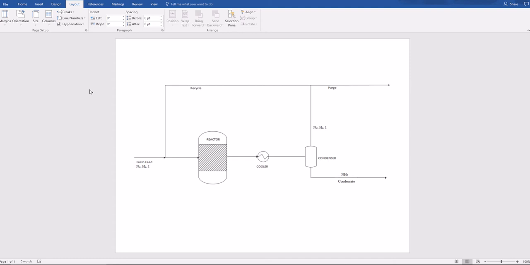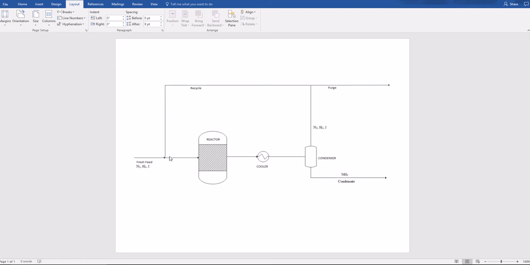This project is about the production of ammonia. The production of ammonia begins with a fresh feed of nitrogen gas, hydrogen gas, and inert gas. It then feeds this fresh feed into a reactor, through a cooler, into a condenser where ammonia is condensed and then pulled out as a liquid. Nitrogen gas is left over, as well as hydrogen gas, and inert gas is pulled back out. Some of it, a percentage of that, is purged off, and the rest is recycled back through the system.